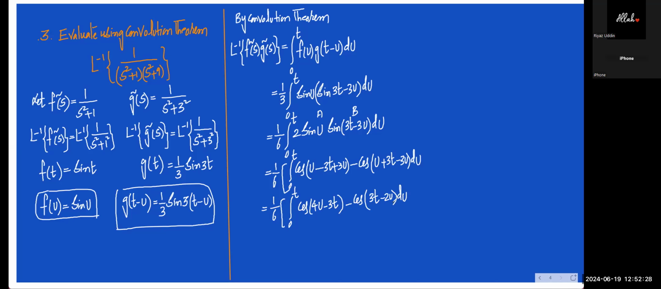Now finally we have to integrate, cos का इंटीग्रेशन साइन होता मालूम है आपको, so this is sine of 4u minus 3t, because we are integrating with respect to u, coefficient is 4, minus, it's sine of 3t minus 2u by minus 2, coefficient is minus 2. Limits are 0 to t.